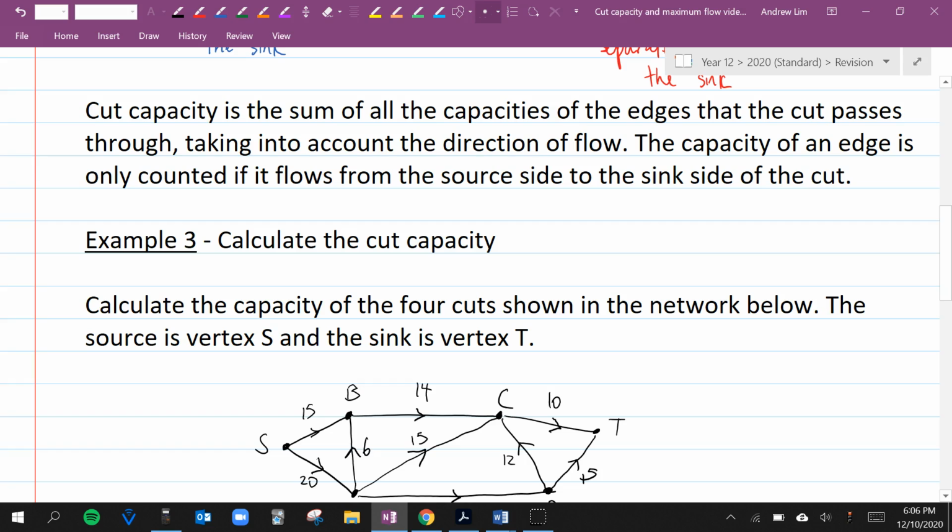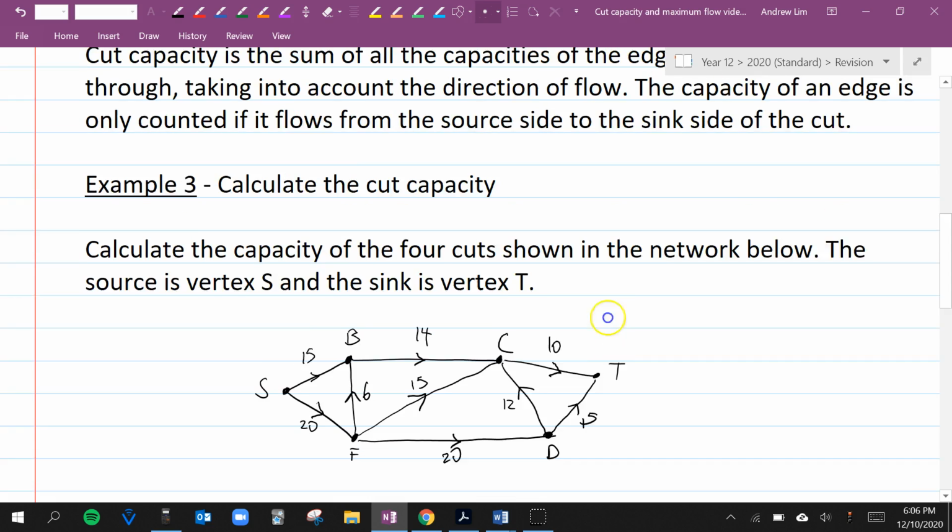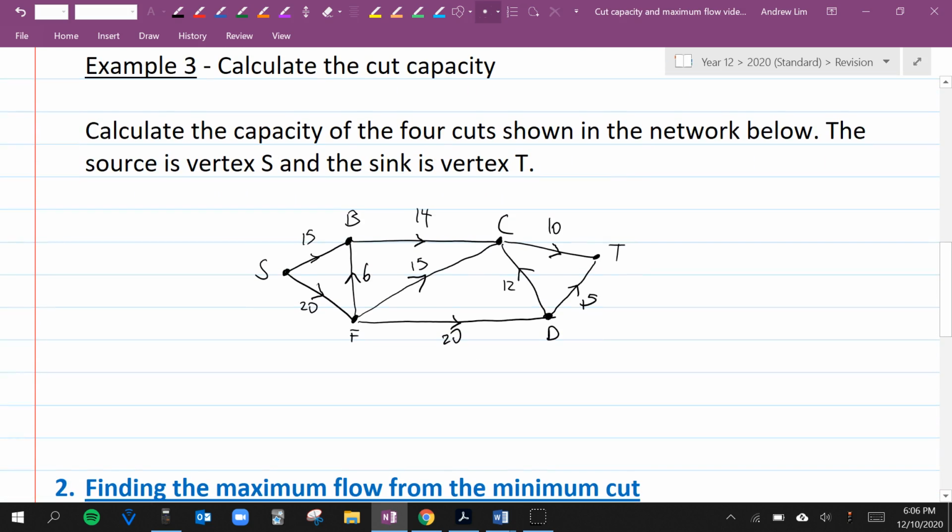So basically all we need to do is add all the numbers of the edges that the cut goes through. But we need to think about whether we need to add that number or not, by considering whether it flows from the source side to the sink side of the cut. So what do I mean by that? Here we've got a network diagram, a directed network. It's directed because it's got the arrows. And we want to find the cut capacity of the 4 cuts shown.